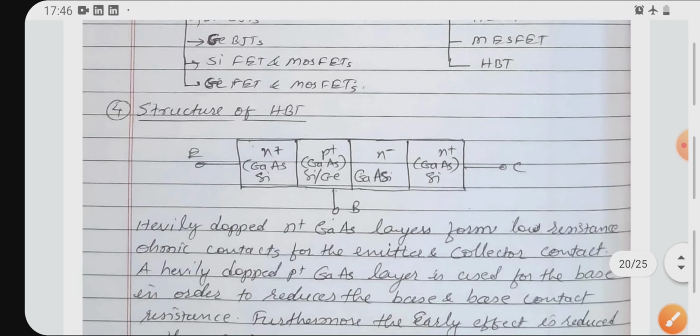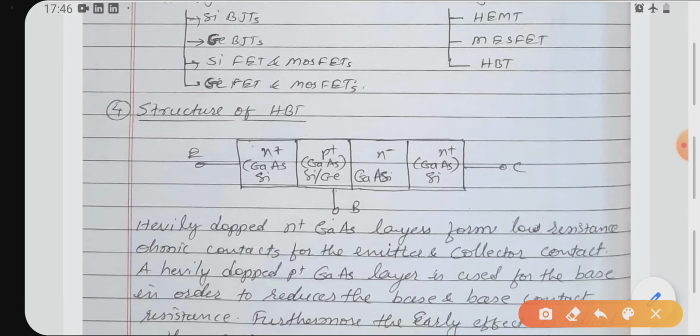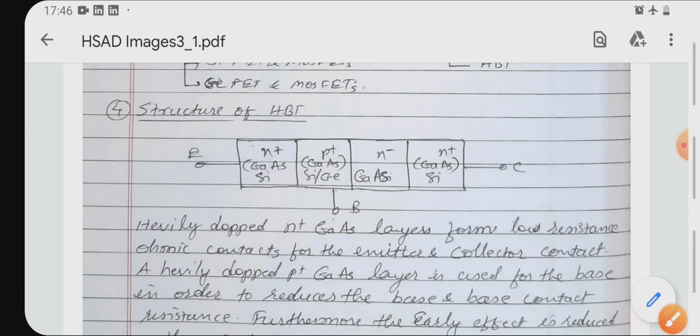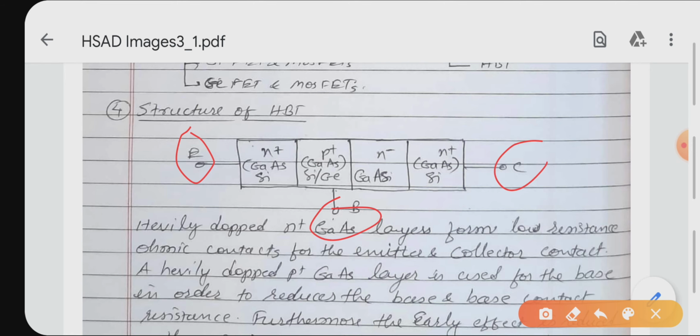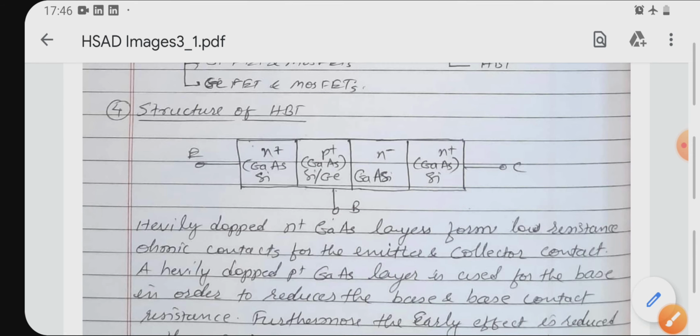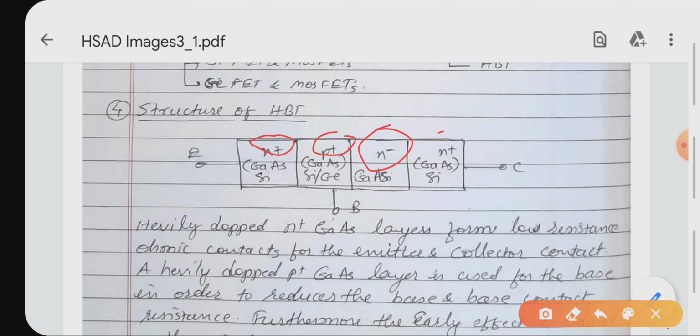Now, how is the structure of HBT? Let us see. As you can see here, it is a three terminal device. Emitter, base and collector are same as BJT. It is a four layer device. The emitter layer, here you can see that it is highly doped. This N plus indicates highly doped N type material. P plus is again the highly doped base region. N minus is lightly doped, and again N plus is a highly doped region.